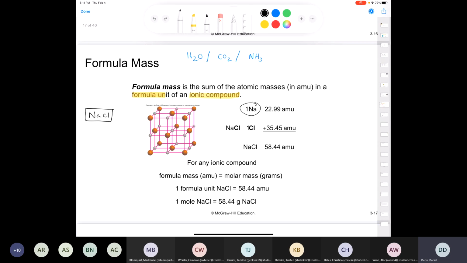So that means the molar mass of 1 mole of sodium chloride, so that means 1 mole of sodium atoms plus 1 mole of chlorine atoms, if I add that all together, I get 58.44 grams. Okay? So again, if you're like, this looks exactly like what you did before, yeah, but now we're talking about ionic compounds. So that's why it's so important to understand the nomenclature of molecular compounds, so covalent compounds, and ionic compounds.